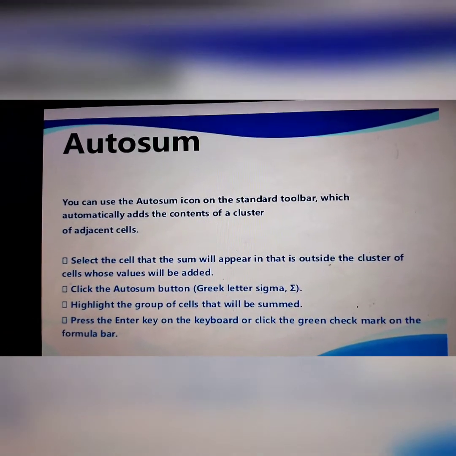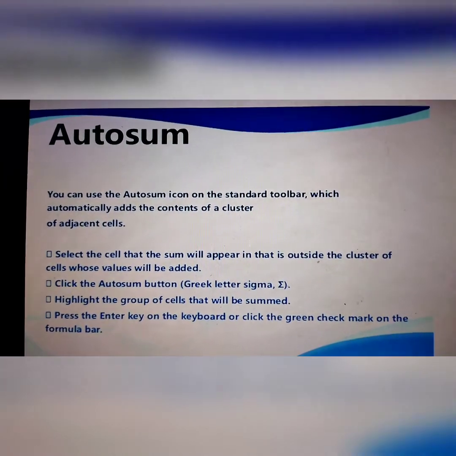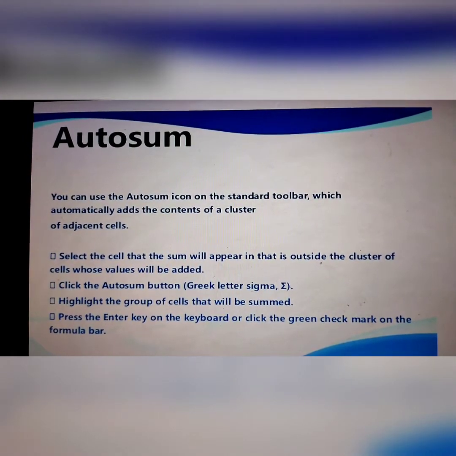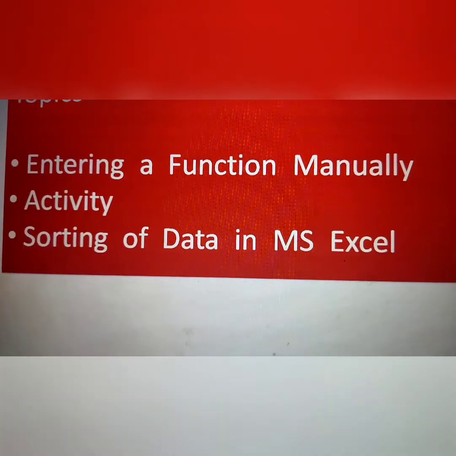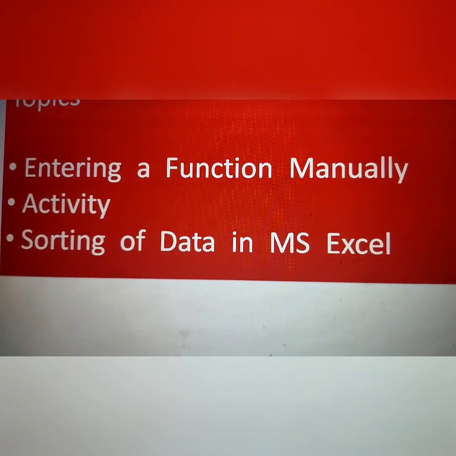So you can see a proper AutoSum. We can use an icon on the standard toolbar that automatically adds the contents of a cluster of adjacent cells. The last topic is sorting of data in MS Excel.